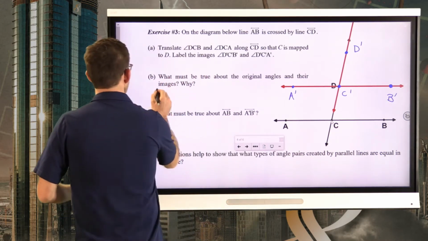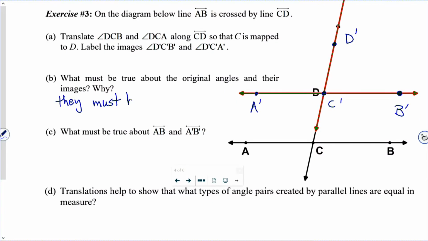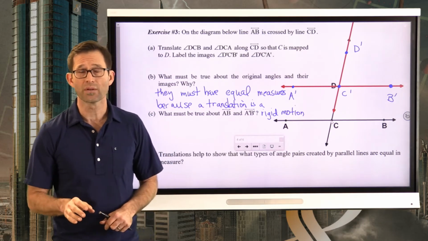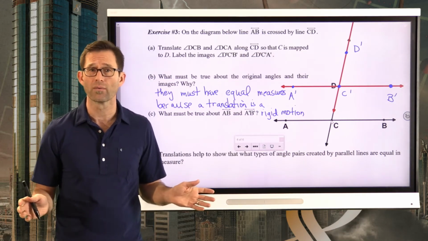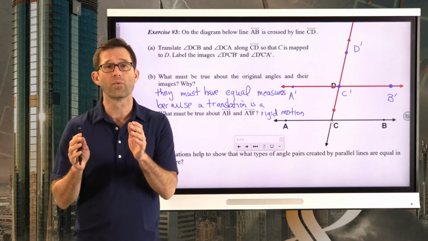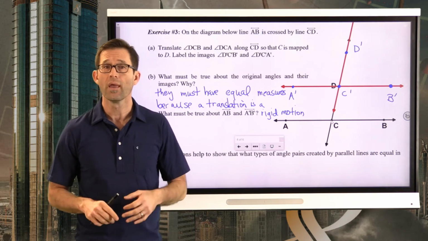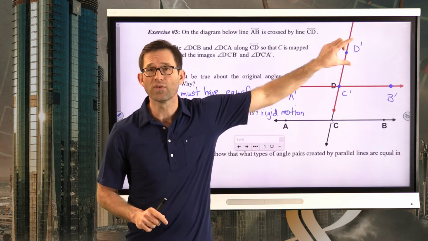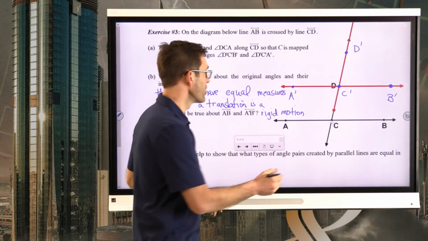And the answer is, they must have equal measures because a translation is a rigid motion. Anytime we take any geometric object, whether that's an angle, a triangle, a quadrilateral, or even a given point, and we apply a rigid motion to it, and that could be a translation, a rotation, or a reflection, it will produce an object that is congruent and has the same measures as the original.